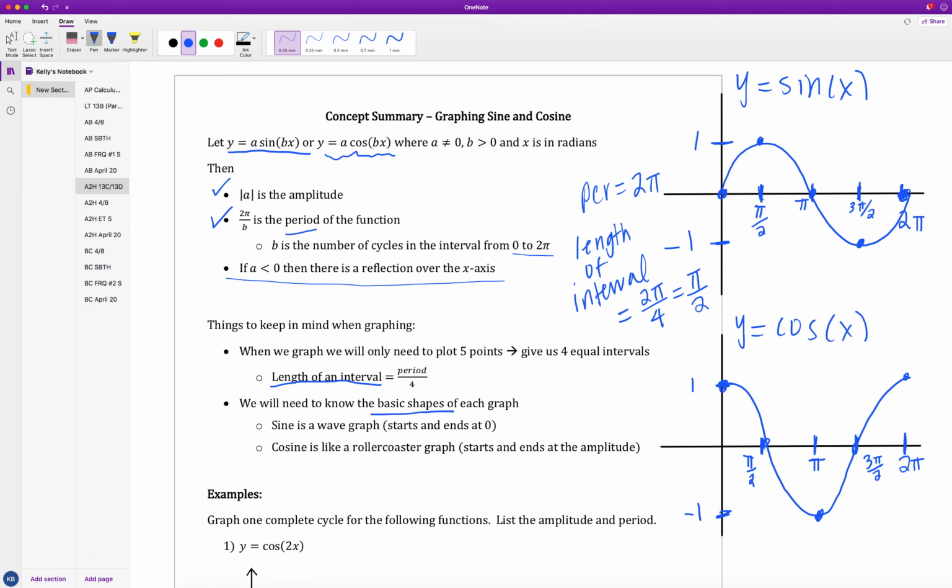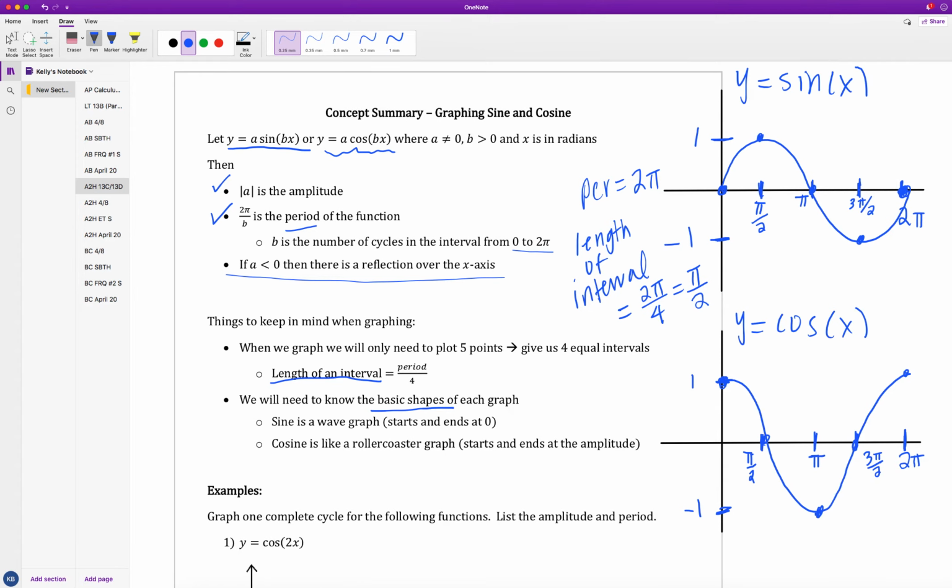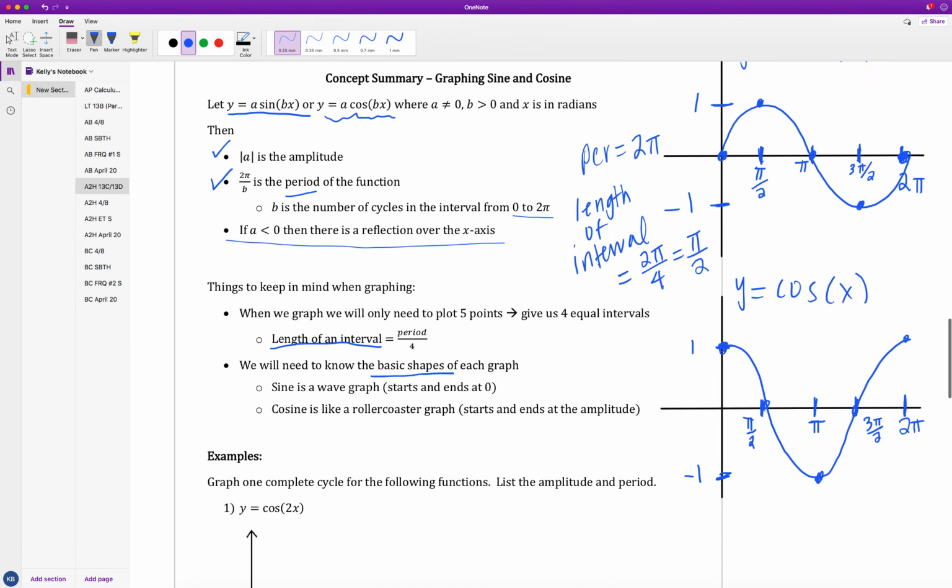From there, to get the next ones, I'm adding that amount each time. To get from pi over 2 to the next one, I would add pi over 2, and pi over 2 plus itself gives me 2 pi over 2, which I can reduce down to pi. From there, I'll add another one, so I'm at 3 pi over 2, and when I add my last one, I end up back at 4 pi over 2, which is our 2 pi value. We're going to see us do this in each one of our examples, but I wanted to relate it back to how both of our original parent function graphs were created.